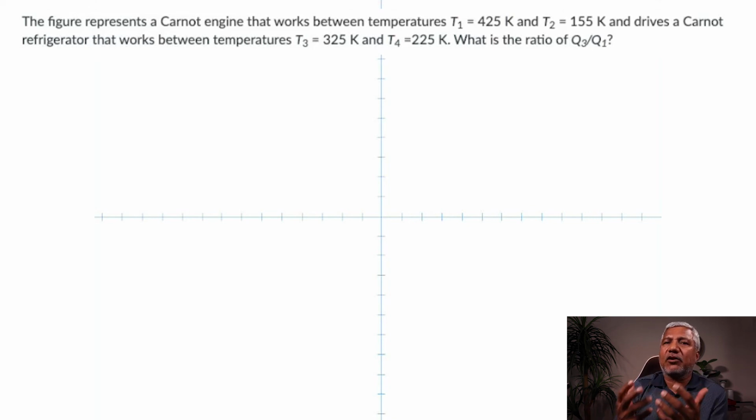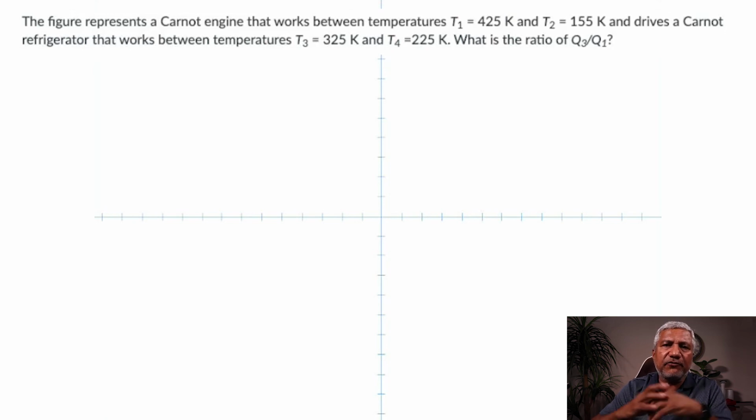So, second law of thermodynamics, look at it, conceptual question. The second law of thermodynamics states, there are many statements, this is one of them. It's impossible for a self-acting machine to transfer heat from a cold object to a hot object.